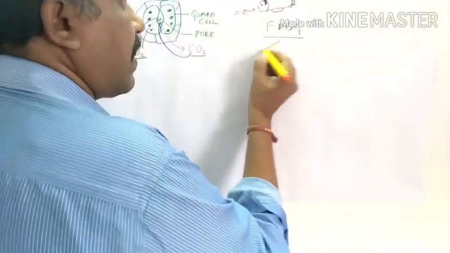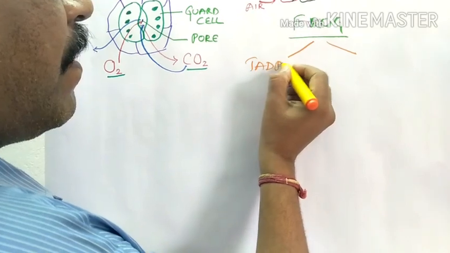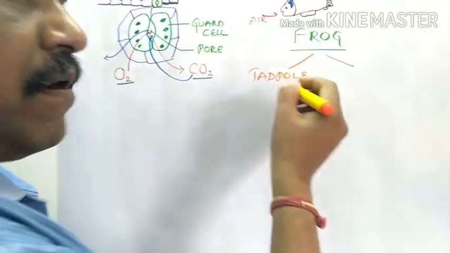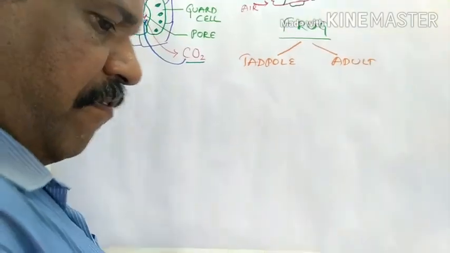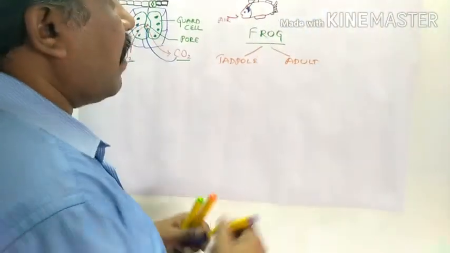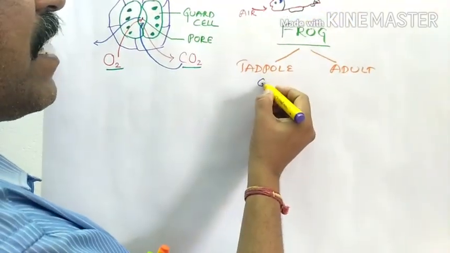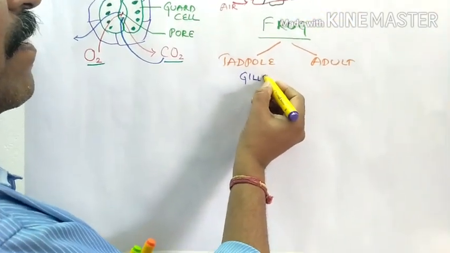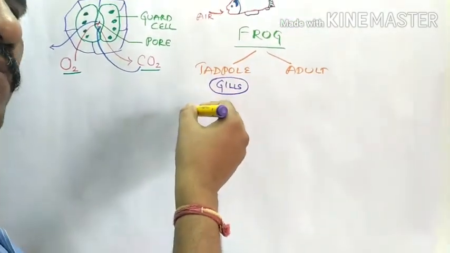Now what about the tadpole? That is in the aquatic system, isn't it? That's like a fish-like behavior it has. In the case of tadpole, here we have to consider two stages. One is the tadpole stage, that is a larval form of the frog. And next is the adult form. In the tadpole form, the respiration occurs by the presence of gills. We have the gill-like structures in the tadpole which is responsible for the respiration.